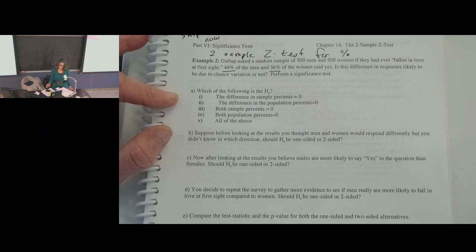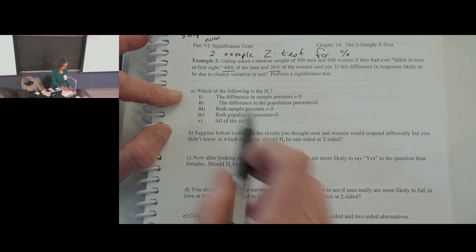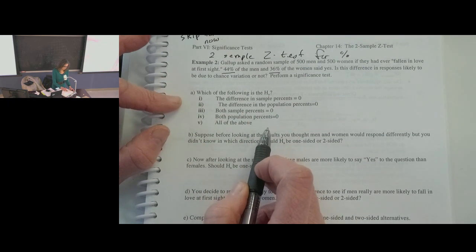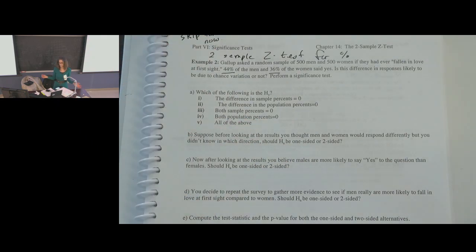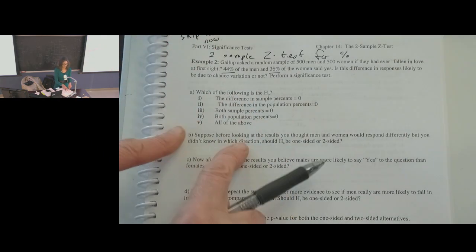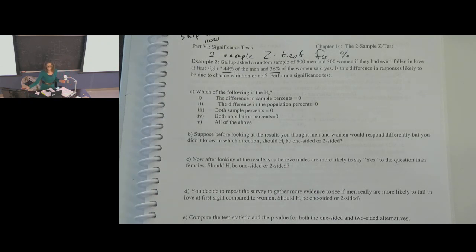So let's do a significance test. All right, so which of the following is the null? I want you to take a moment to try to think about this and answer it, because this will help you if you start doing this. Just take a moment, just circle something and see if you're right.